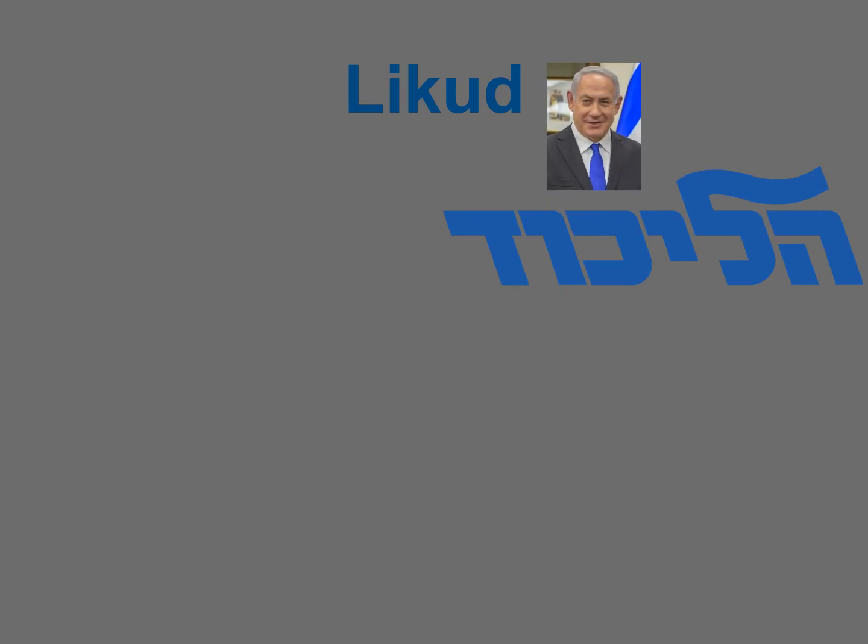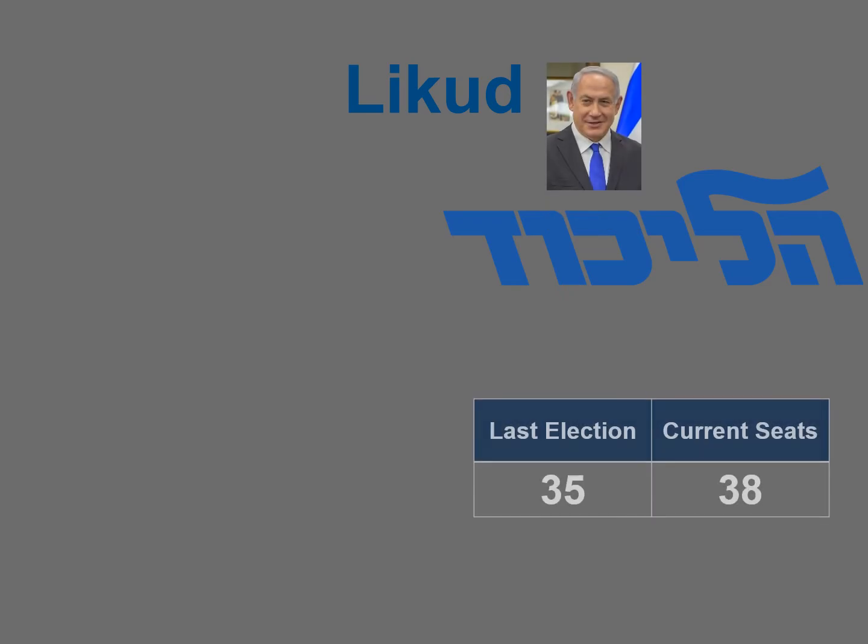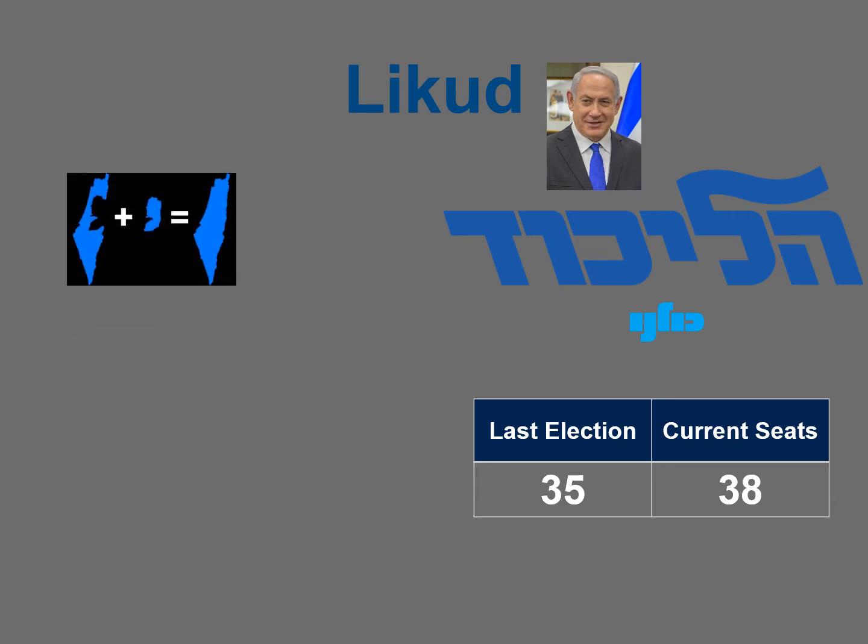The largest party in the Knesset is Likud, led by Prime Minister Benjamin Netanyahu. Likud won 35 seats in the last election. It currently holds 38 due to merging with Kolanu, a small center-right party in July. Likud is split between hard-line and more moderate right-wing views. Most party members oppose Palestinian statehood and military disengagement from Gaza. However, there are some who support this disengagement and are open to a demilitarized Palestinian state.